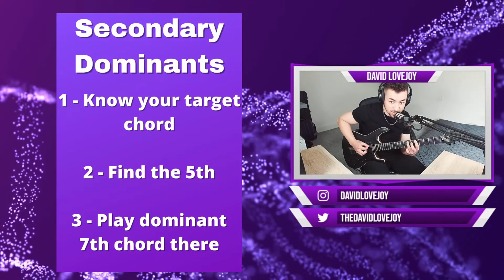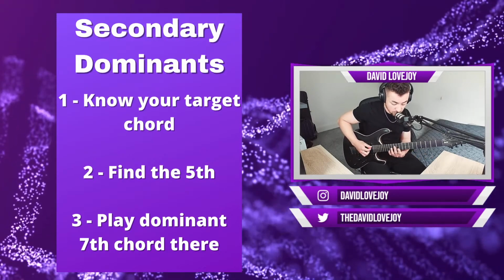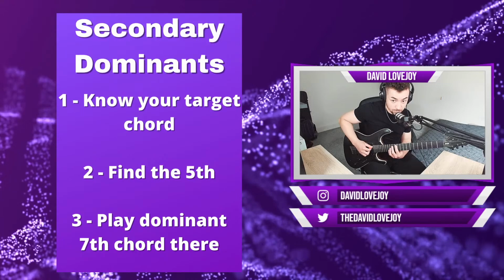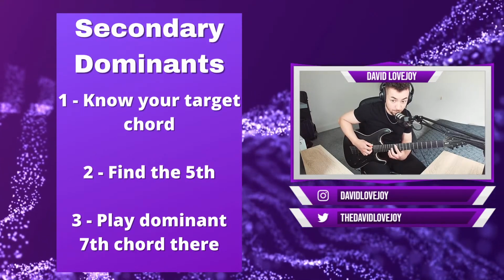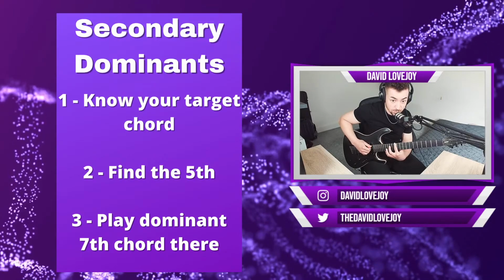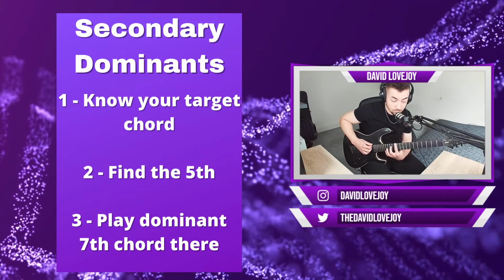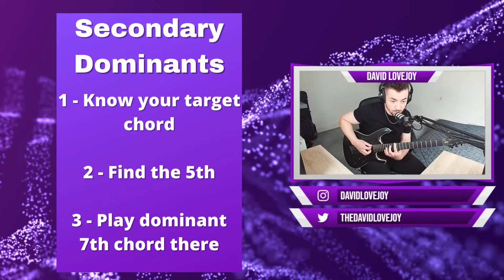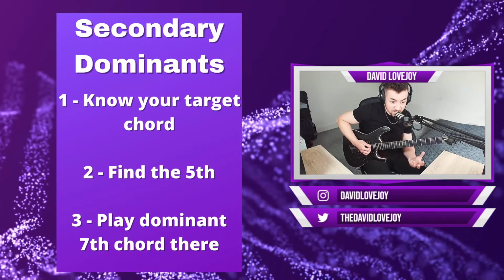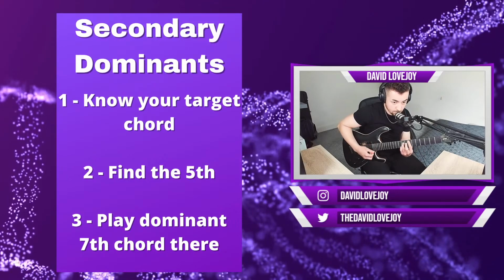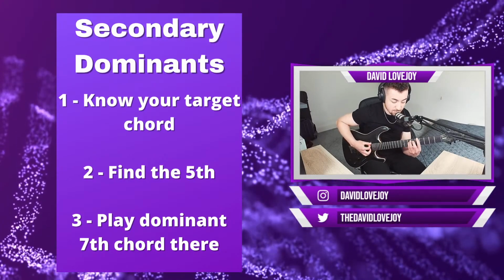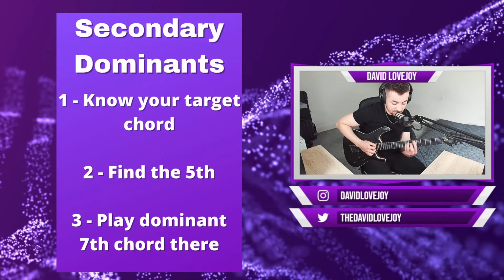That is E. Another way to find a 5th is if you're on the A string, the 12th fret of the A string, that's A. The 5th is the same fret on the next string down, so on the E string, and that is E as well, of course, because it's the 5th. So we found the 5th, which is E, and we play a dominant 7th chord there. So we play an E7, leading into our target chord, which is A minor. Let's listen to that again.